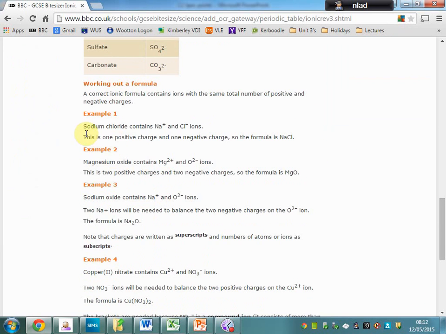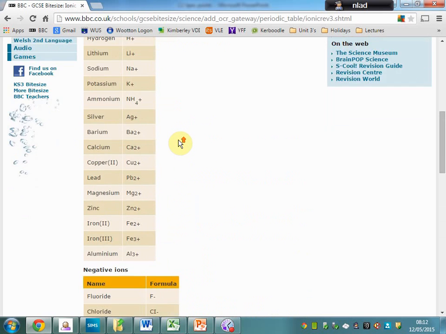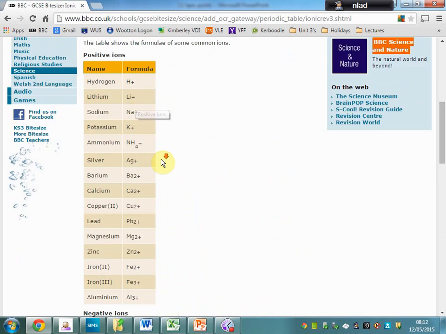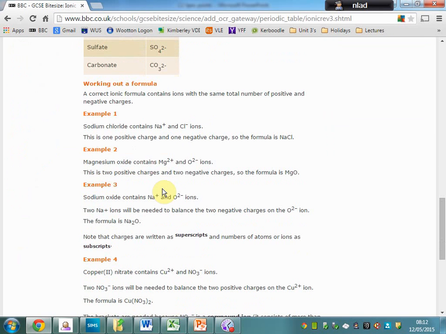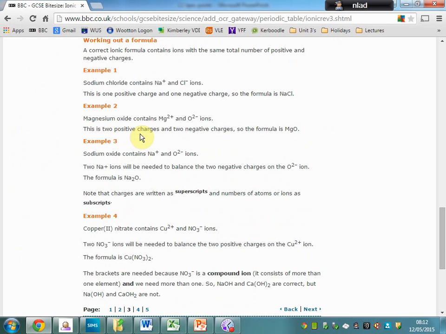You've got an example here of sodium chloride, so that contains Na and Cl. Na is positive and Cl is negative. There's one positive charge and one negative charge, so it ends up being NaCl. The one positive from Na and the one negative from Cl cancel out. Magnesium oxide: magnesium is 2+, and the oxide ion is 2-. Therefore those 2s cancel each other out, so you need one Mg and one O. You can see that there.